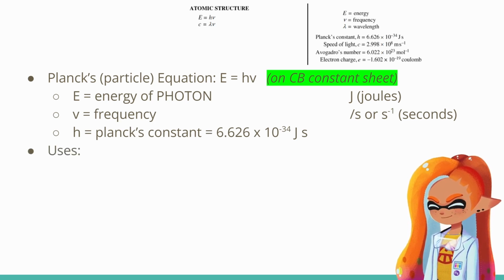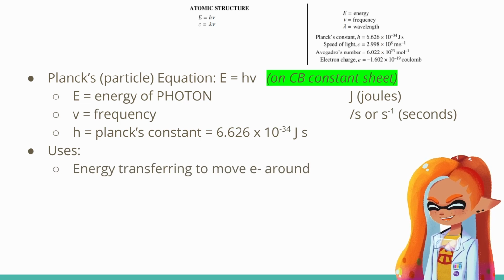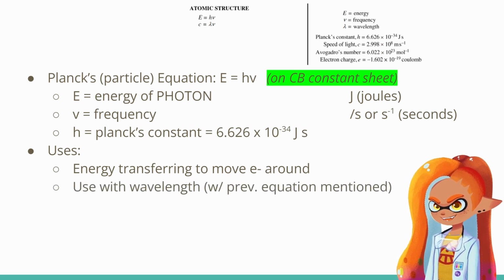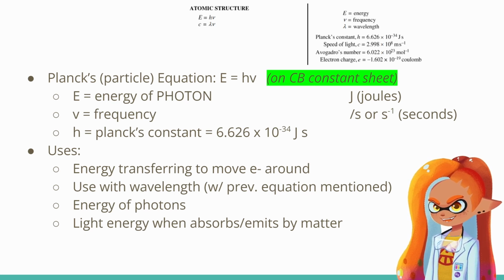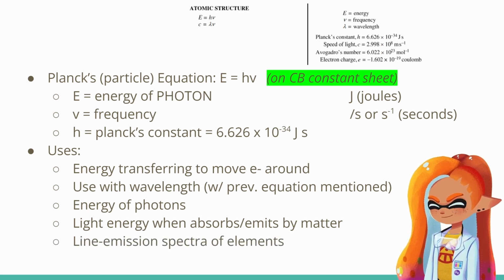And then uses. So we can use this particular equation to know how energy is used to move electrons around, and we can use the wavelength from the previous equation in order to correlate the energy to wavelength. And so knowing the energy of photons, we can again solve for different parts of it depending on what our givens versus unknown in an equation are. And so when matter or atoms are absorbing or emitting light energy, we could see those electrons move and then we can analyze that from there. And so one of the biggest things that we can use with this equation in tandem with the other one is we could do line emission spectra of elements, which is again something we will do in a future lab.